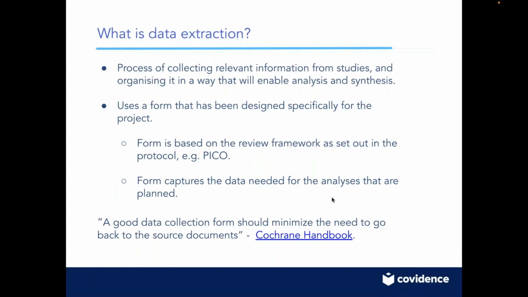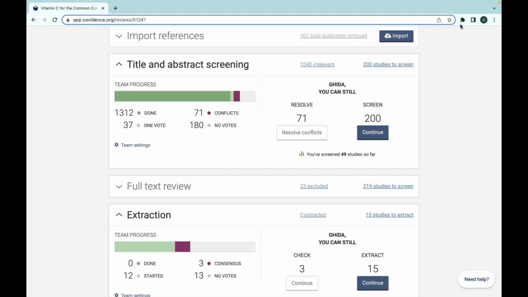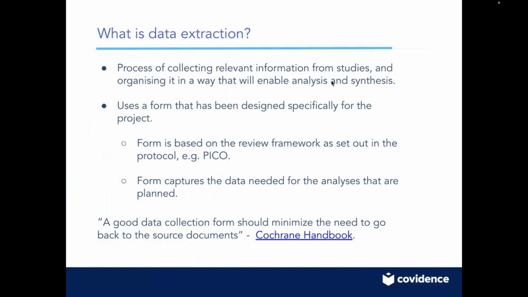Great. So first of all then, what is data extraction? It's the process of collecting relevant information from studies. So it's really taking from your included studies the information that you need to do whatever analysis you have planned as part of your review. So to do that, you're going to need to use a form. It's a good idea to develop the form at an early stage in the review process. And in fact, many review teams include a sample data extraction form as part of their protocol.